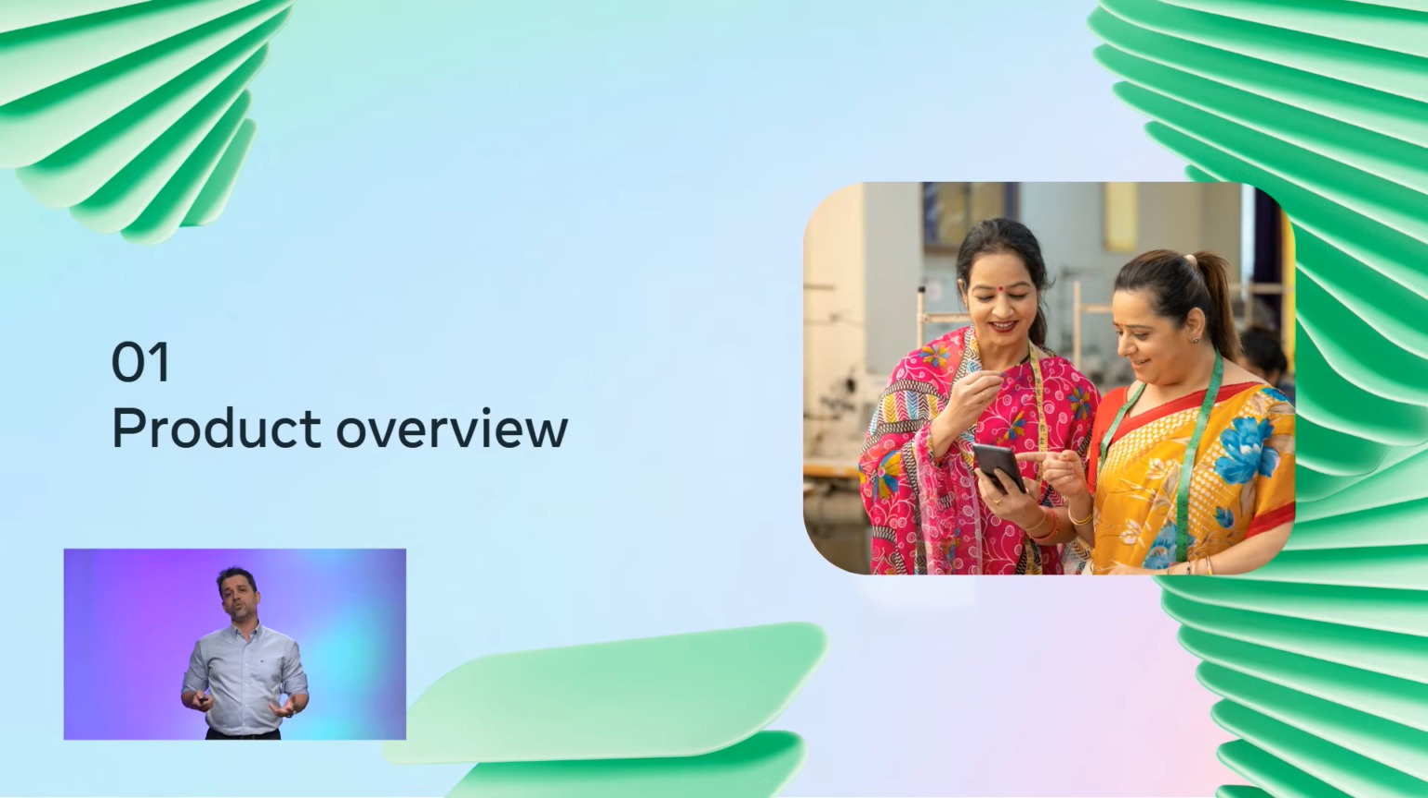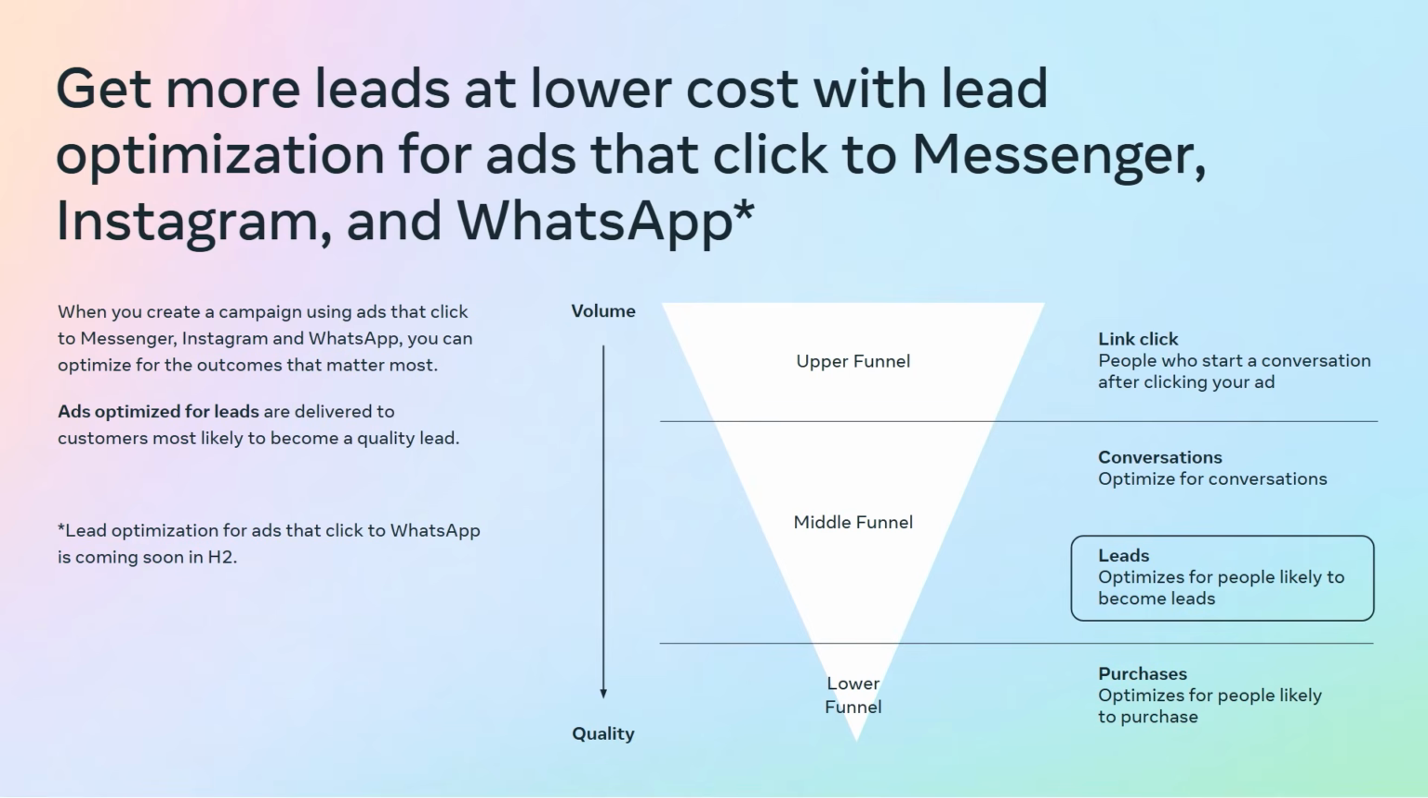So, let us start with an overview of the product. When it comes to ads that click to Messenger, Instagram, and WhatsApp, you can optimize your campaign's performance goal for the outcome that matters most to you. And you can do it at each level of the sales funnel. In this sense, Leads bridges the gap between people who clicked the ad and initiated a conversation and people likely to purchase. This is done by optimizing for people most likely to become quality leads, meaning people who have shared meaningful information with you about themselves or their needs.